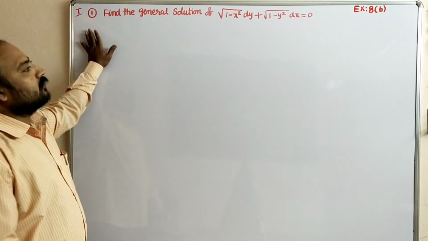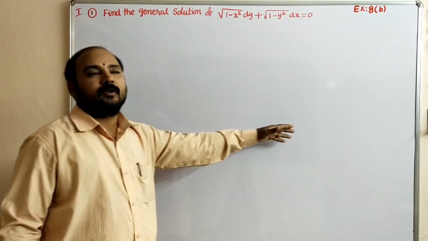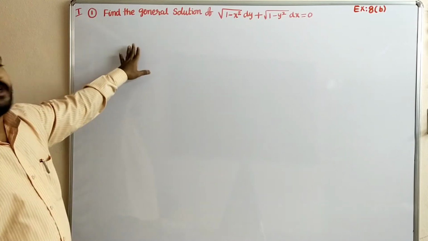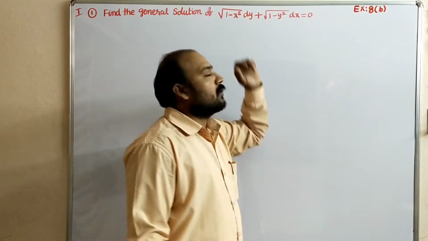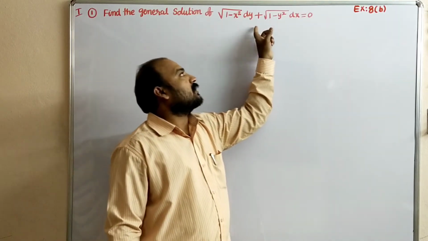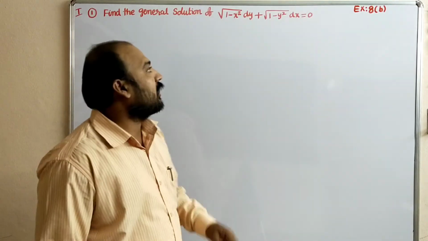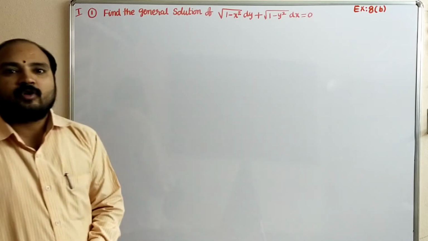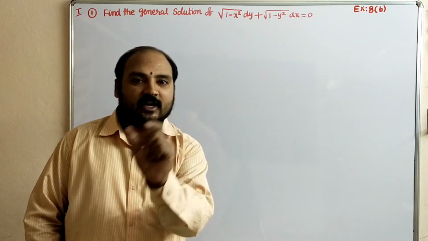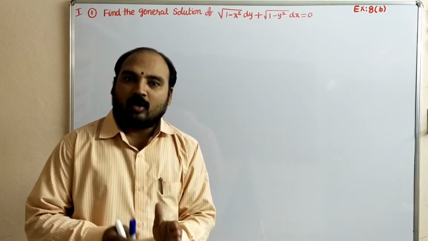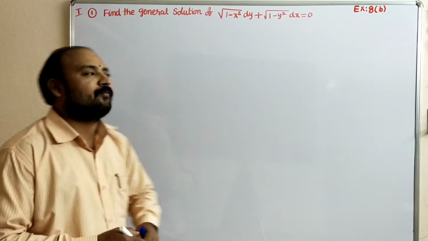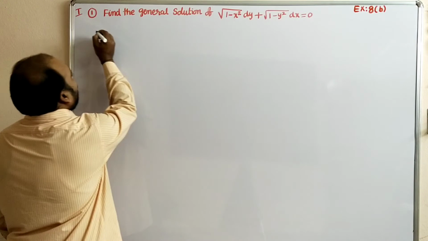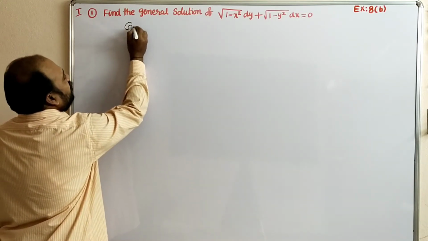Next question, exercise 8b. First question. Find the general solution of square root of 1 minus x square dy plus square root of 1 minus y square into dx equal to 0. First step, you have to write the given differential equation. After that, separate the variables y and x respectively.